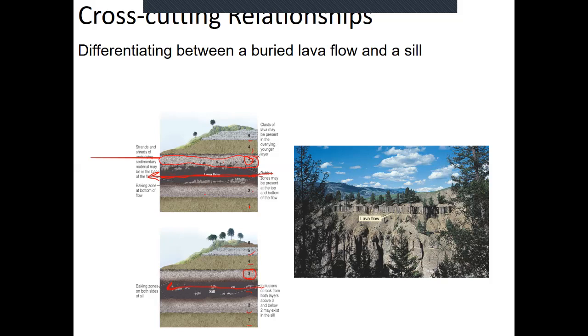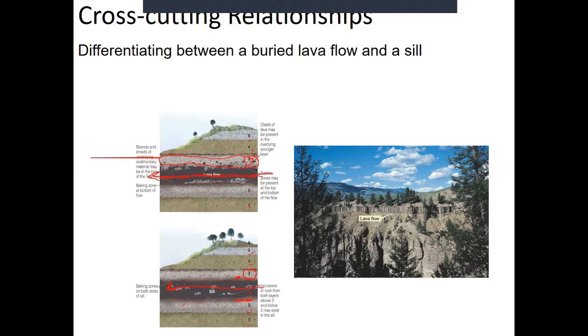How do you tell the difference? We see the shaded area below and above the sill. That's the metamorphic aureole, or the baked zone. It's the zone in which the heat from the molten rock metamorphosed the surrounding rock. We see the sill has a baked zone both below and above, because both the rock below it and above it were there whenever it was molten rock, where the lava flow only has a baked zone beneath it, because the rock above it wasn't there, never had formed.